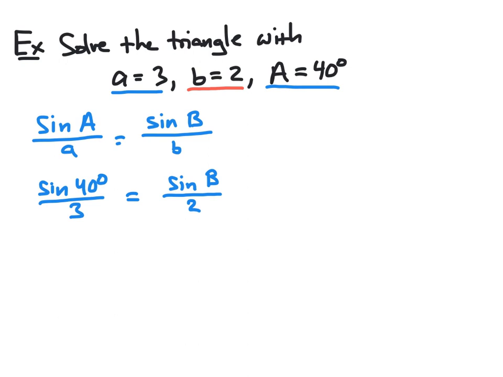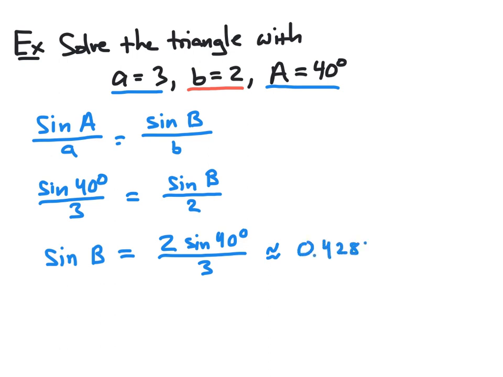And so we can solve this for sine of B. Sine of B we obtain here by multiplying both sides by 2. And so we end up with 2 sine 40 degrees all over 3. And we can use a calculator here to compute 2 sine of 40 degrees over 3. And that's going to be approximately 0.4285.